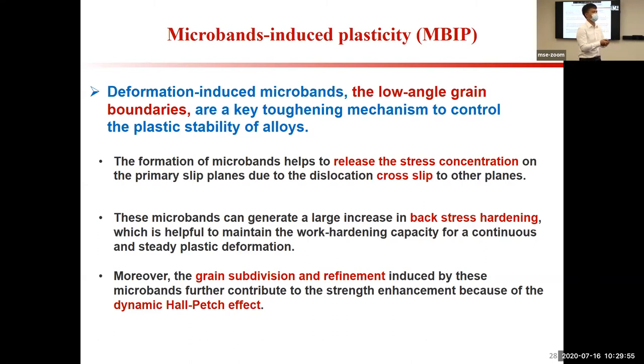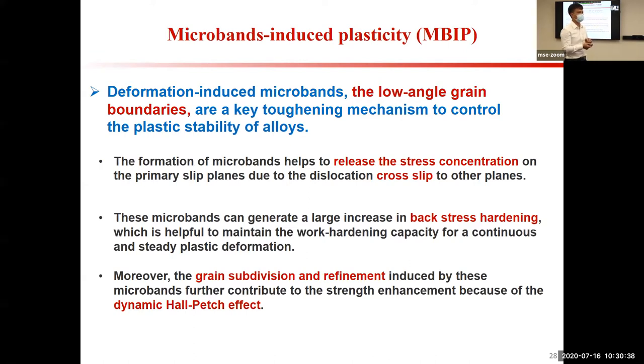The beneficial effect can be described as these three aspects. The first one is the formation of the microbands, which helps to release the stress concentration on the primary slip plane, like the 111 plane in an FCC type structure material, due to the dislocation cross slip to either plane. And the second one is that these microbands can generate a large increase in back stress hardening, which is helpful to maintain the work hardening capability of the material and enables a continuous and steady plastic deformation even to a very large plastic strain.